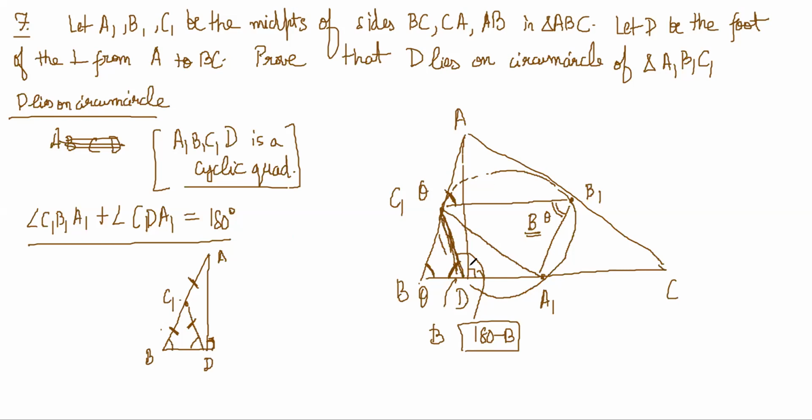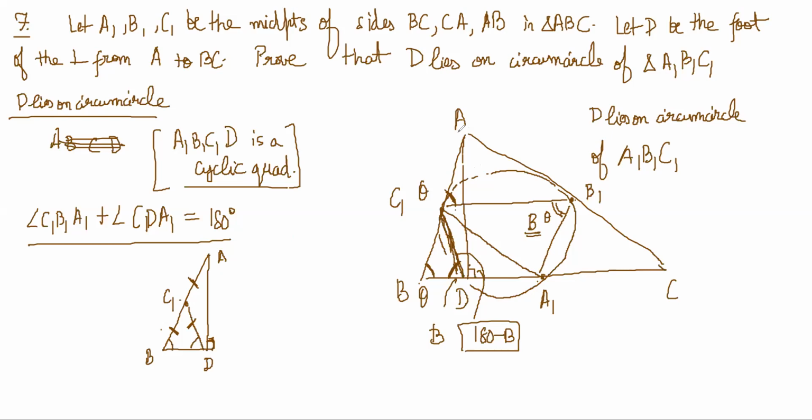So this angle is 180 minus b, and this angle is b. So it is adding up to 180. So D, A1, B1, and C1 is a cyclic quadrilateral. So D lies on the circumcircle of A1, B1, C1. So similarly, now you can say some other things also.